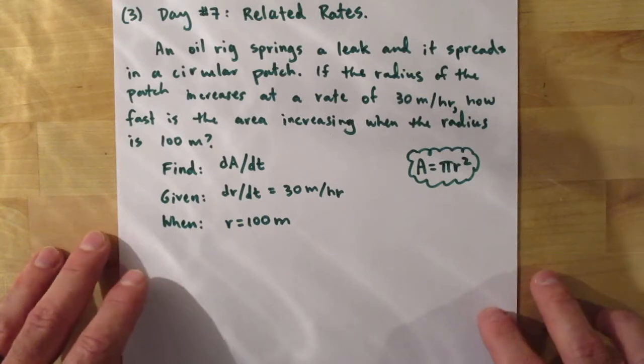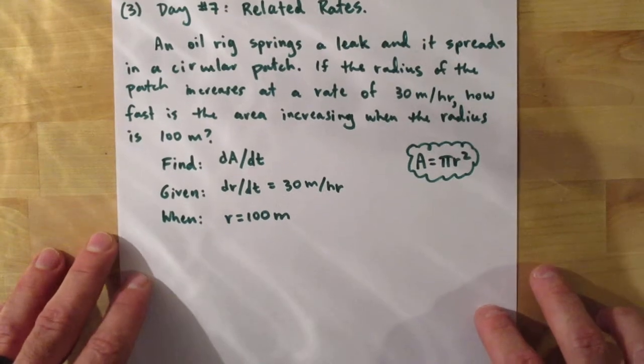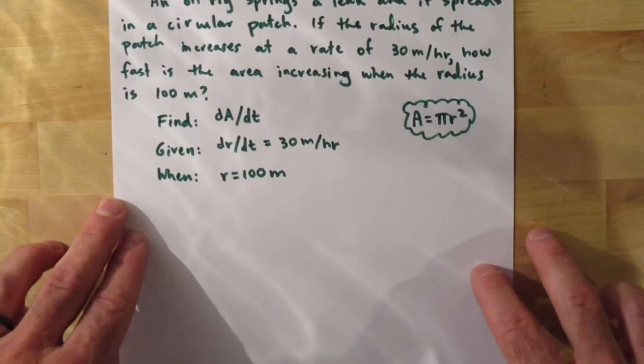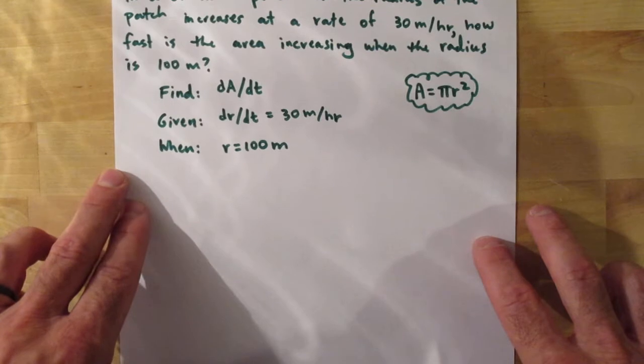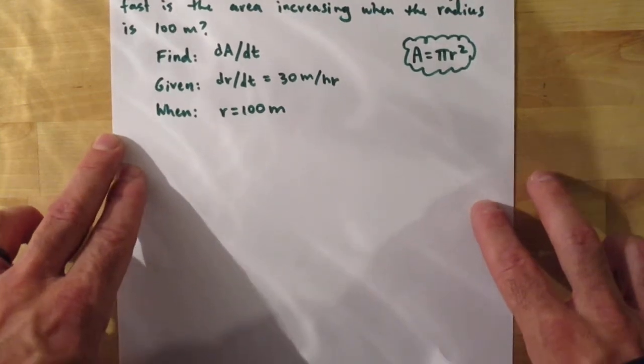An oil rig springs a leak and spreads in a circular patch. If the radius of the patch increases at a rate of 30 meters per hour, how fast is the area increasing when the radius is 100?